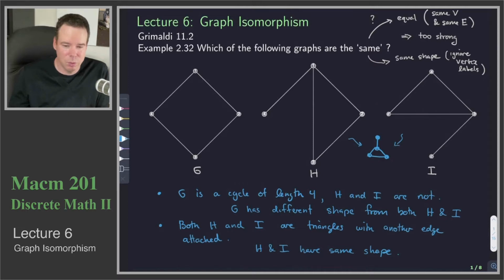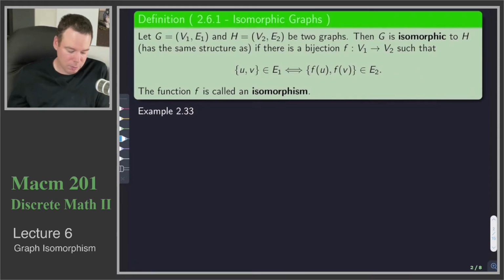And so in this case, we would say H and I, two different graphs having the same structure as each other, are isomorphic. So to be a little bit more technical, what we mean by isomorphism is: if G and H are these two graphs, given by vertex set V1, E1 for G and V2, E2 for H, then G is isomorphic to H, or has the same structure, if we can find a bijection f between the vertex set of G and the vertex set of H.